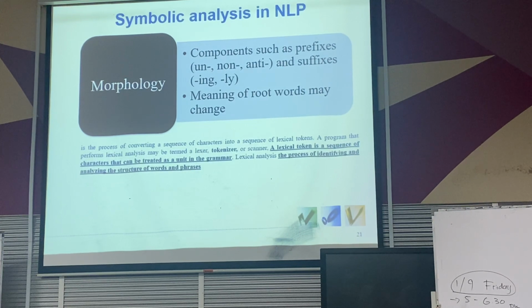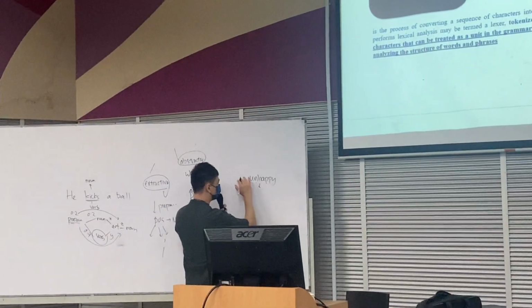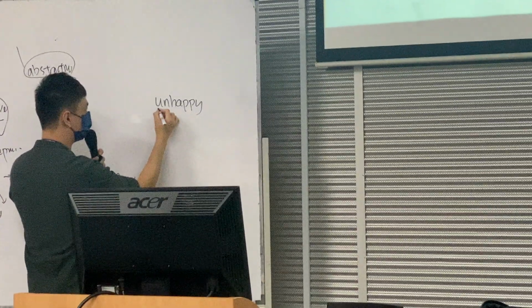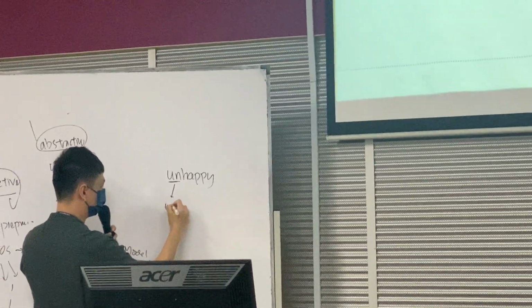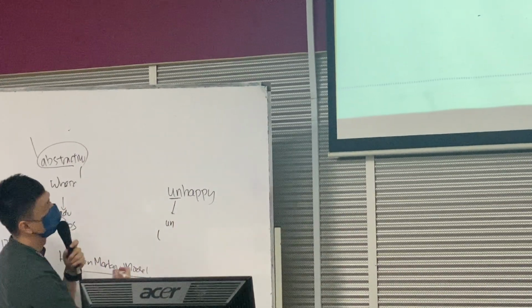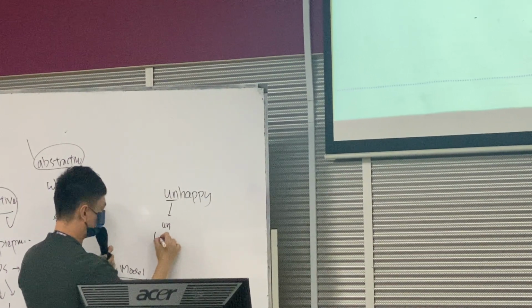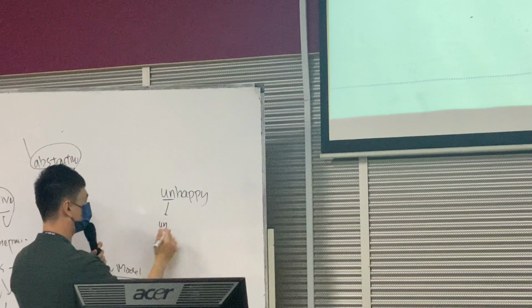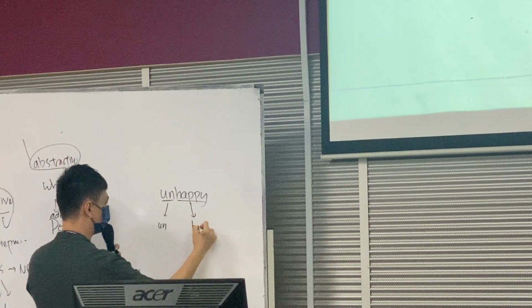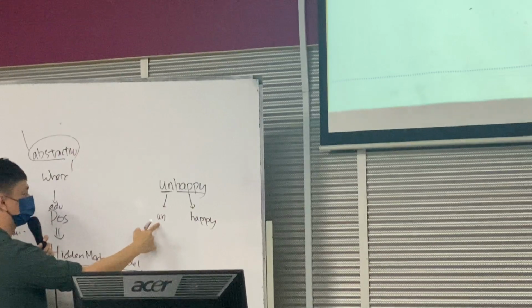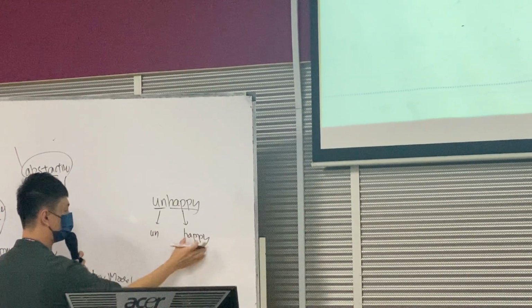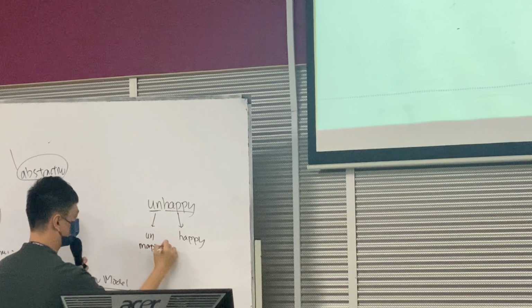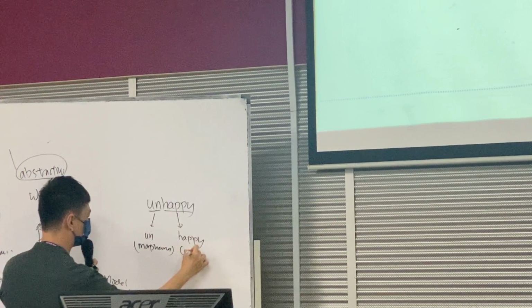For example, you have this word unhappy. If you use tokenization, unhappy will still be unhappy. This is one word. But if you apply morphological analysis, we will break this word into the smallest units: un, which is a prefix, some component, and happy, which is another word. So this un has its own meaning, and this happy has its own meaning. This smallest unit is called a morpheme.